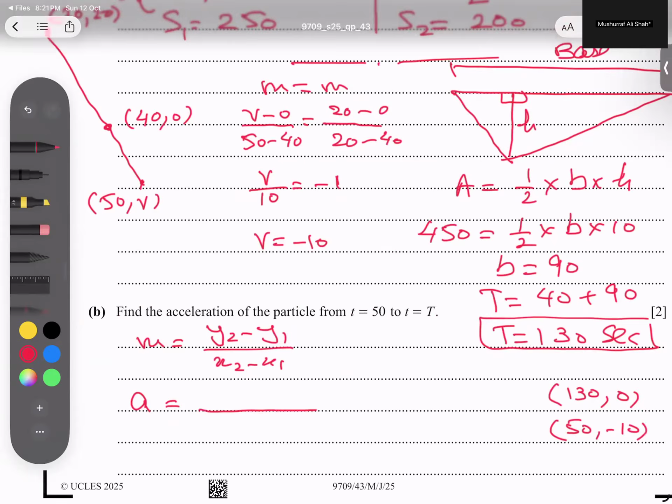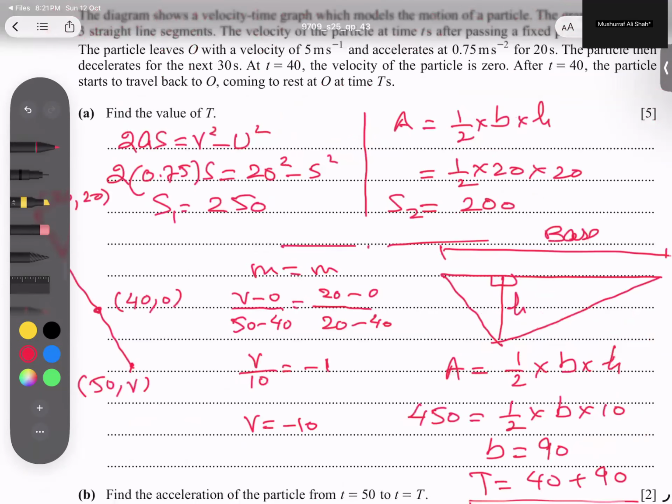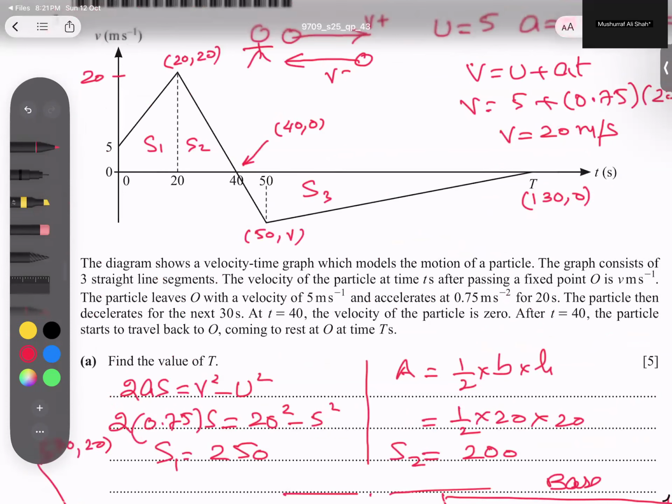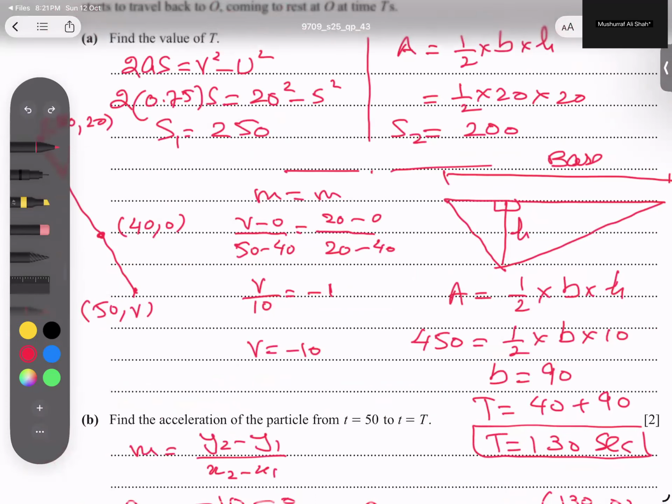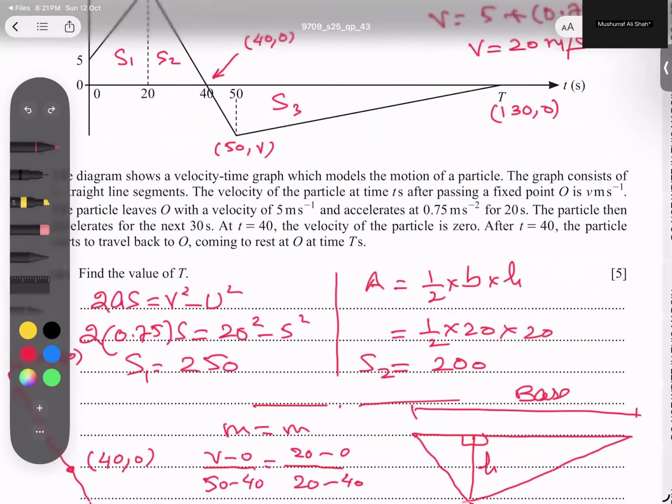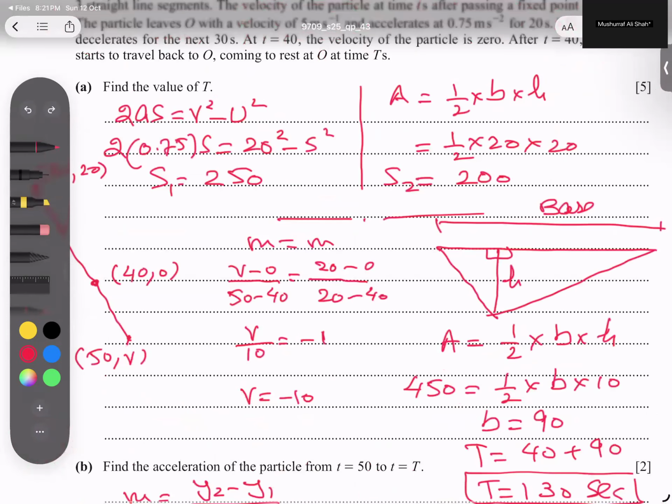Apply the formula. I'm starting here, y2 minus y1, or I can start from here, no issue at all. Negative 10 minus 0 and 50 minus 130. After typing in the calculator, 10 divided by negative 120, my answer turns out to be, wait a minute, let me check, because he is asking, sorry for that. He asked about, let me check which one he is asking, 52T. Yes, yes, correct. So 52T. Okay.